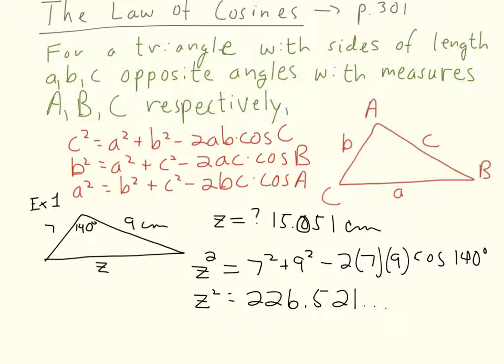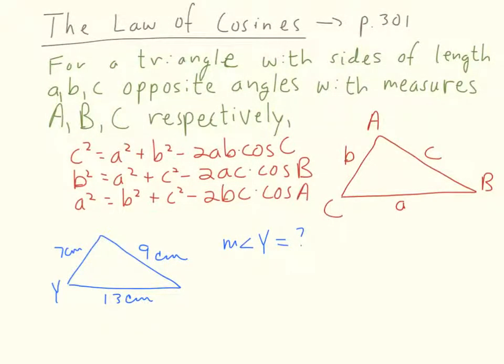If students make any mistake on this computation, it's usually that they stop right here. They think they're done, but of course 226 would definitely be way too big for this triangle here, and indeed we do need to make sure we take the square root of it to figure out what z is, and that is how we will get 15.051 centimeters. Alright, let's take a look at another example.